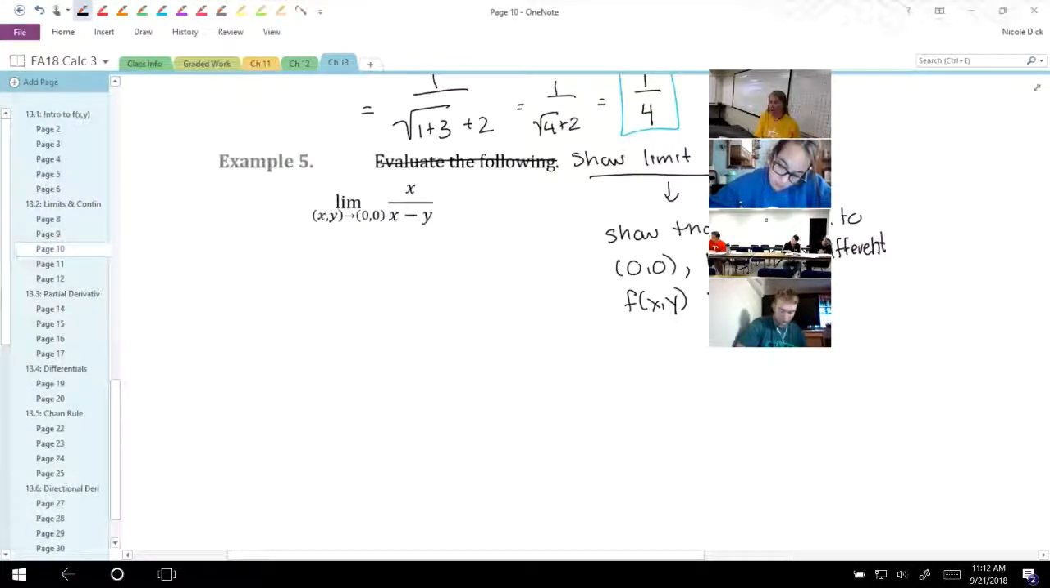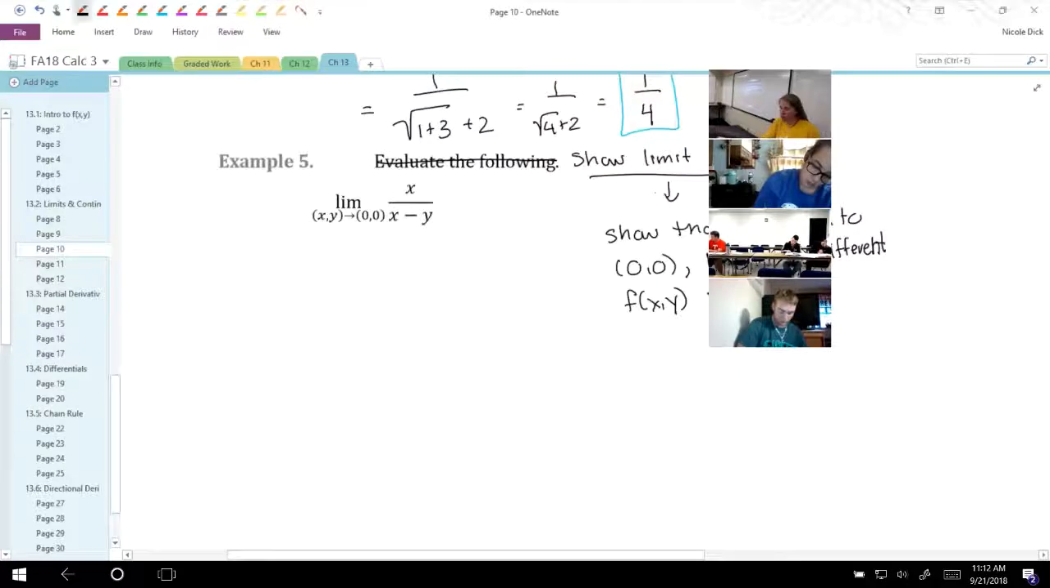Or different values of z. If we can show that, then we show the limit doesn't exist. Because every single thing in this little delta neighborhood has to take us to that same z value. If we find two that are different, we know we're not continuous. We know the limit doesn't exist at that point.